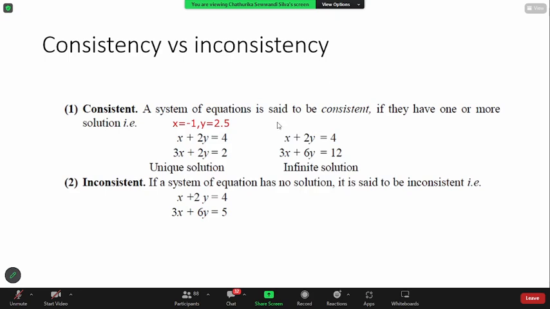I'm asking you what is x and what is y. Here you told me x is minus 1 and y is 2.5. So then what is this? If you are not going to give me the answers, I will ask someone else here. Hasari, what is x and what is y?